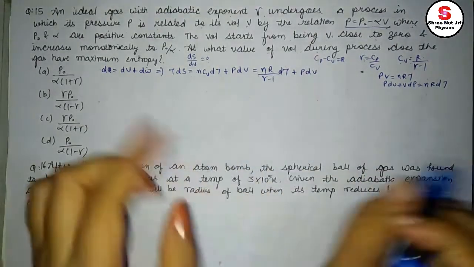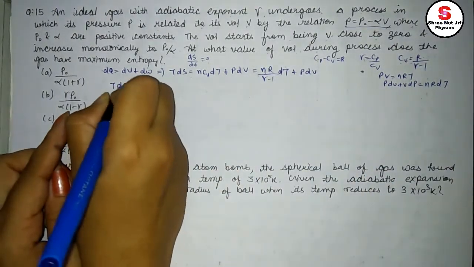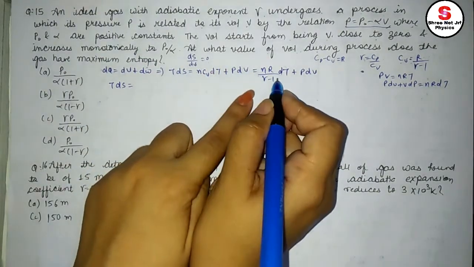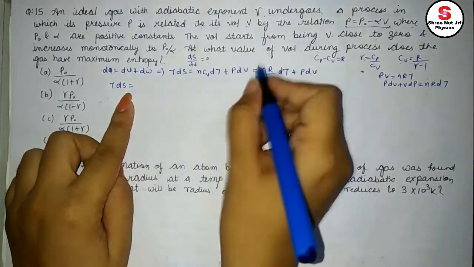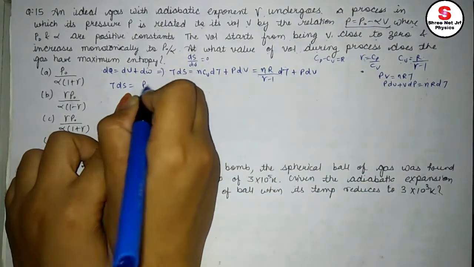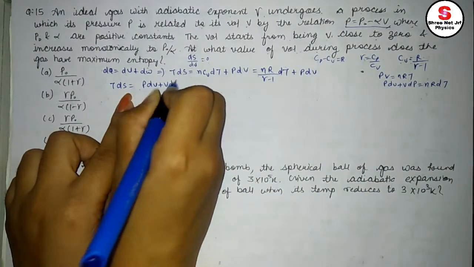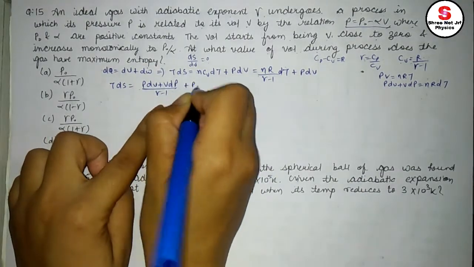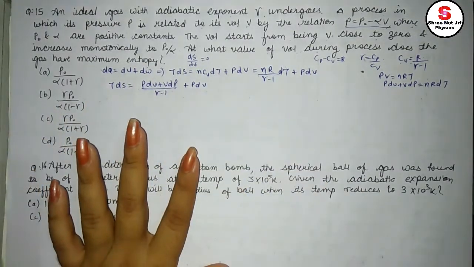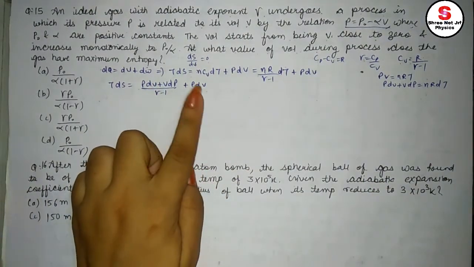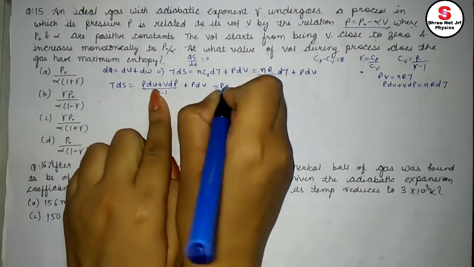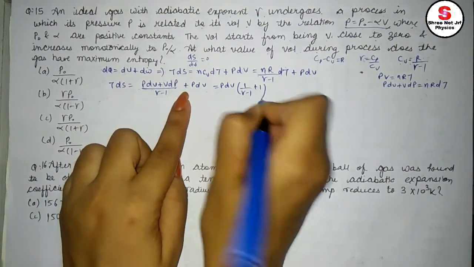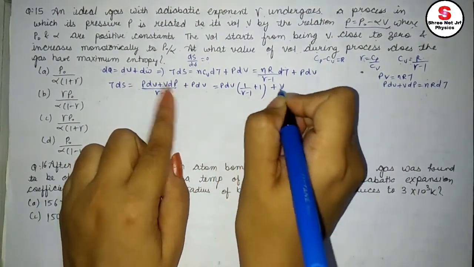So TdS is equal to, LHS was this and this was RHS that I solved further, equals nR dT, that means P dV plus V dP divided by gamma minus 1, plus P dV. Here just take P dV common: P dV times 1 divided by gamma minus 1 plus 1, plus V dP.